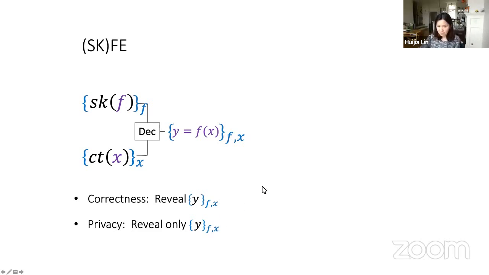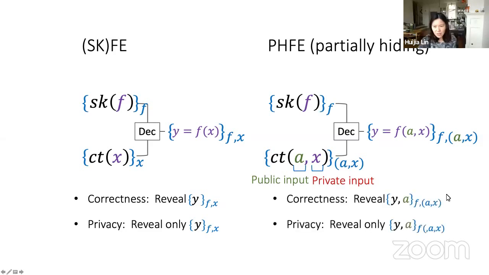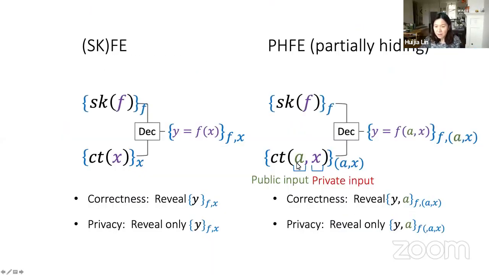One of the important tools we look at is what we call partially hiding functional encryption. Let me tell you what this primitive is right away. Partially hiding functional encryption adds a public input to the ciphertext. Now the ciphertext is created encoding a private input X and a public input A. And the rest is more or less the same. We would like the correctness to reveal both the output and also the public input. And the privacy guarantee should mean that only this information is revealed. So the only difference between partially hiding functional encryption and classical functional encryption is the presence of the public input.